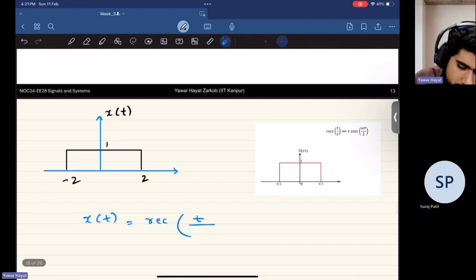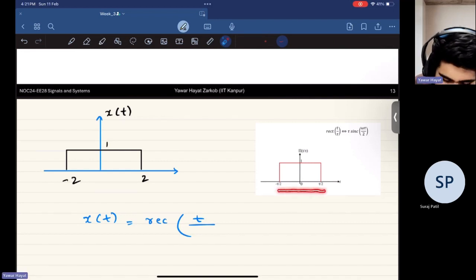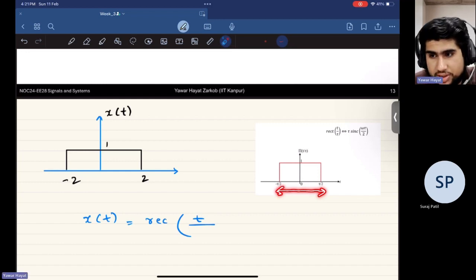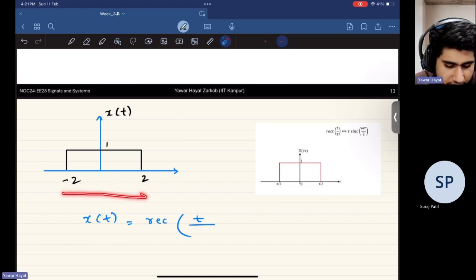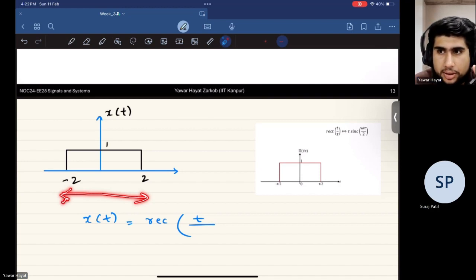Notice the best way to remember this is in the notation that I showed you. It is unity for tau units, right? The period over which that signal is unity, that is tau. For what interval is this signal unity? For minus 2 to 2. Yeah, and that evaluates to 4 units, right? Yes.